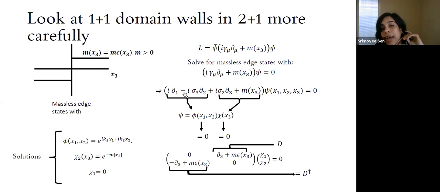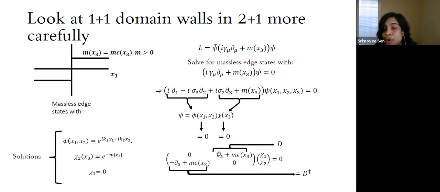So after imposing that the partial one minus sigma three partial two goes to zero, I'm really left with this equation, which involves just sigma three partial three and the mass of the Dirac fermion. And what you can see is that if you were interested in normalizable eigenstates of this operator with zero eigenvalue, it's the off-diagonal term on the top right corner that has a zero eigenvalue eigenstate that's normalizable. The other one doesn't, which is at the bottom left corner.